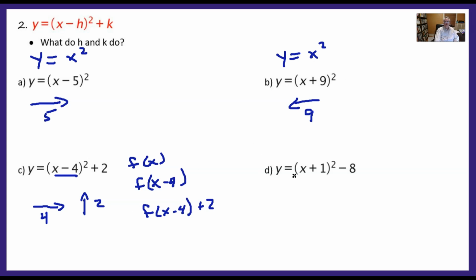All right, this one, we've replaced x with x plus 1, so that's a shift to the left by 1. And this minus 8 on the outside, that would be a shift down by 8.